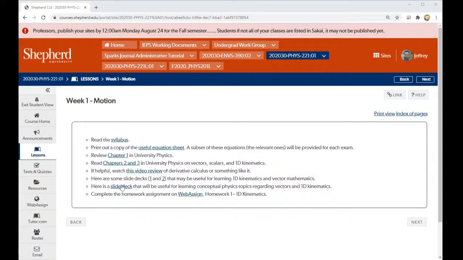There are some clicker questions. These are concept questions. On the exams, I'll always give you multiple choice questions, so I give you a link to a collection of conceptual questions relevant for this material. And then finally, there's a link to WebAssign, and there's a homework assignment posted there. Homework 1, 1D kinematics.